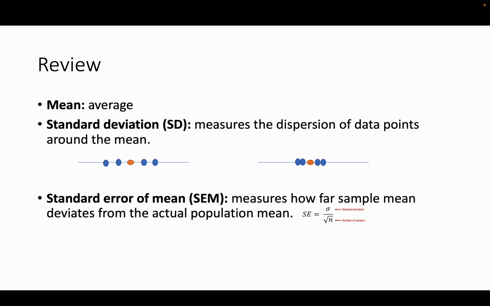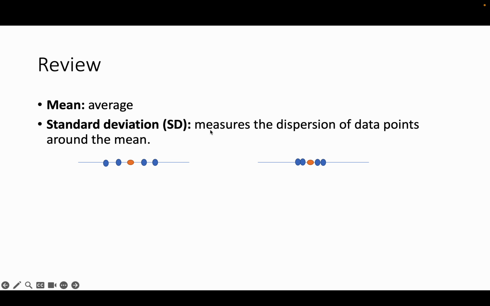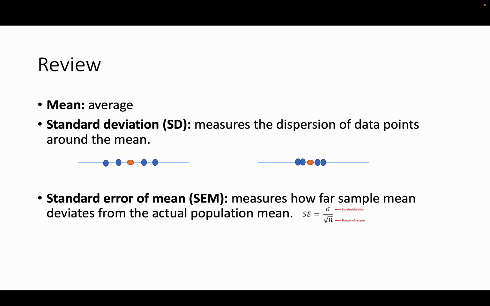Now, standard error of mean measures how far your sample mean deviates from the actual population mean. So as a reminder, the standard deviation measures how far your sample points are compared to the average. The standard error of mean measures how far the sample mean is compared to the actual population mean. So what do these two things represent?